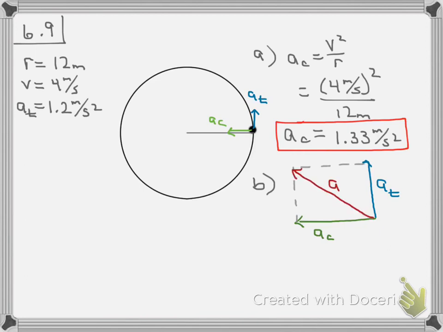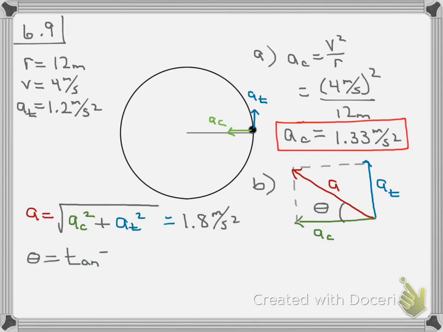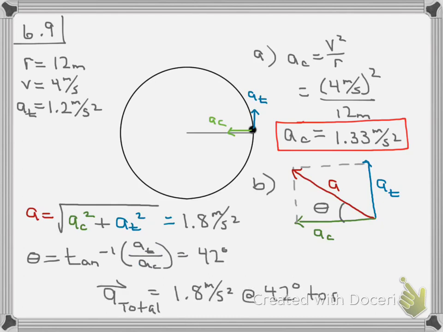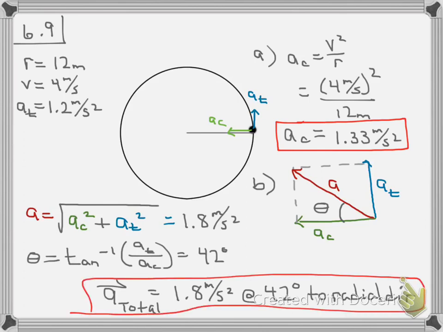So the total acceleration is the vector sum of a sub c plus a sub t. And since those are perpendicular to one another, the Pythagorean theorem gives us a total acceleration of 1.8 meters per second squared. And now we need the direction. So the total acceleration is 1.8 meters per second squared at 42 degrees to the radial direction.